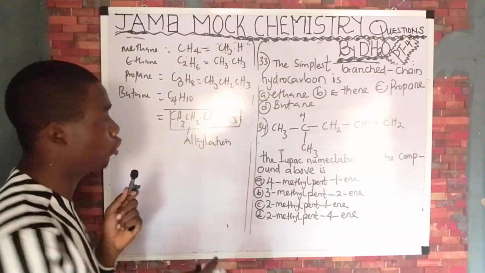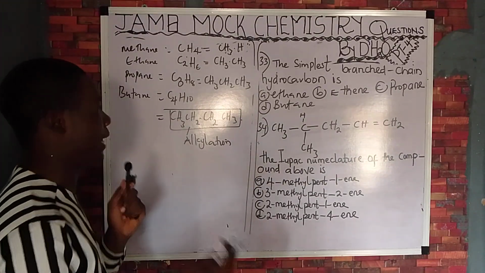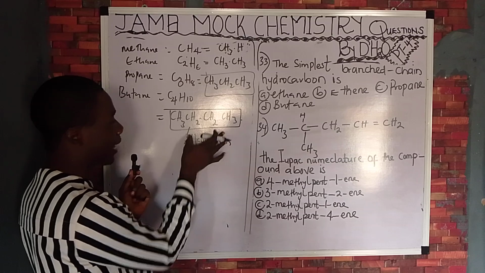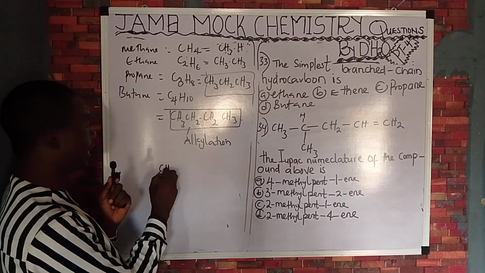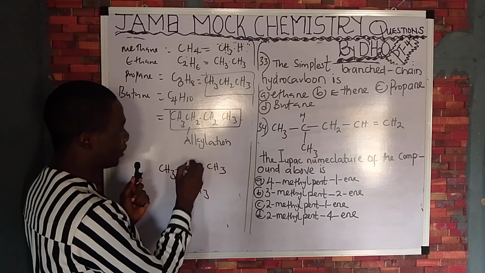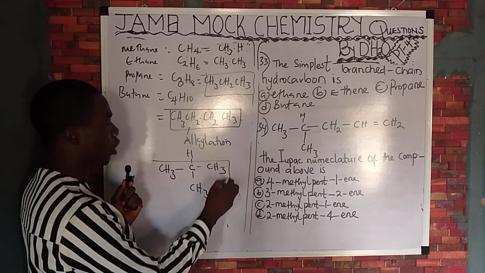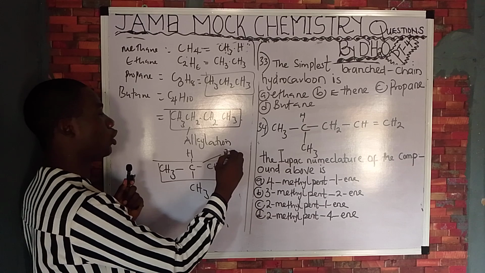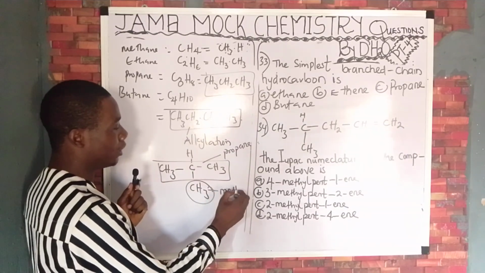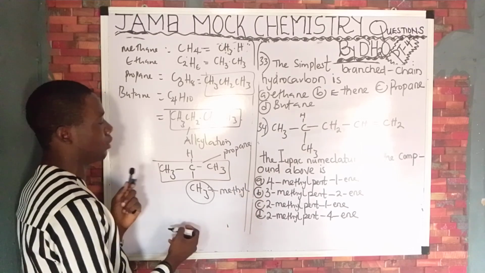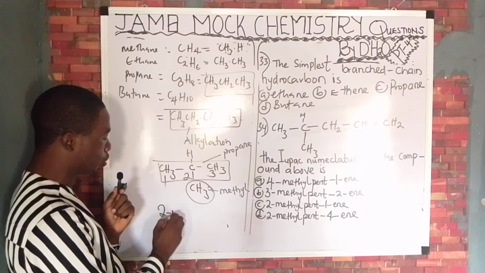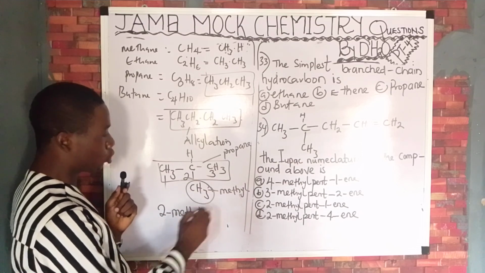Alkylation means the conversion of straight chain hydrocarbon to branch chain hydrocarbon. You cannot overlap this carbon because it's just 3. But you can overlap this carbon to give you CH3, then you have one CH3 here, then you have another CH3, and then you have H here. This will become your longest continuous chain called propane, while this one is your methyl. If you number the carbon atoms, you have number 1, number 2, number 3. So we can say it is 2-methyl.